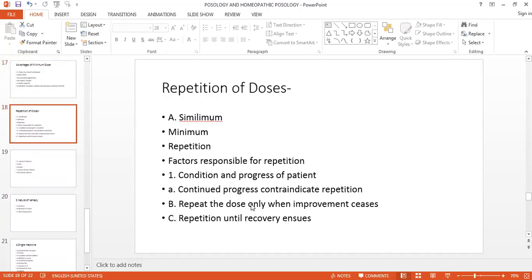Today we have seen the important topic, that is the repetition of dose. सिर्फ repetition of dose पे भी 5 mark का question आता है.